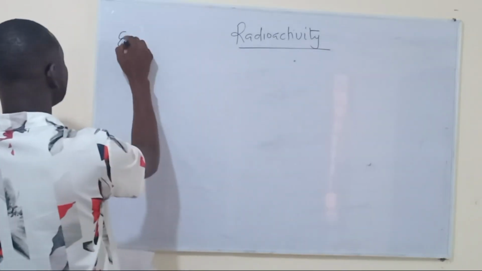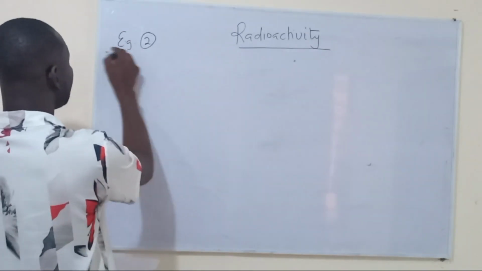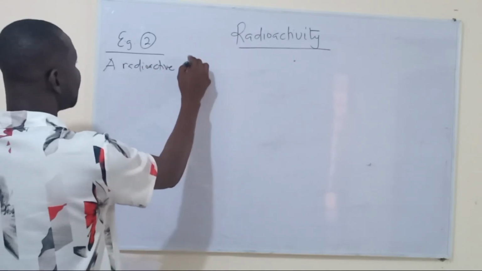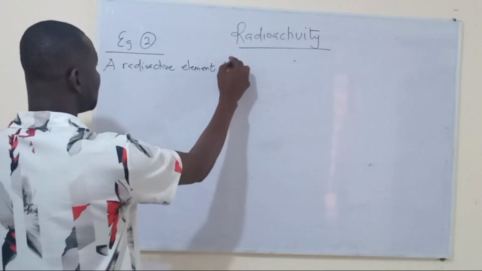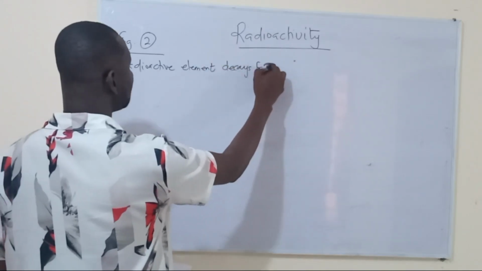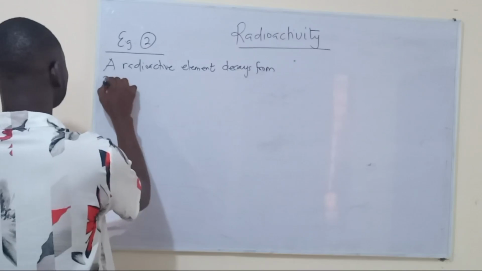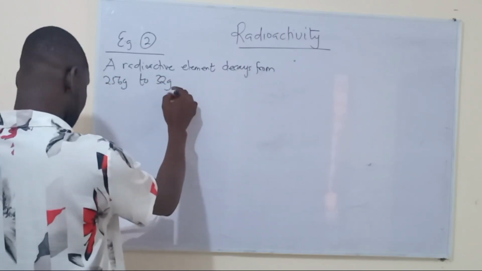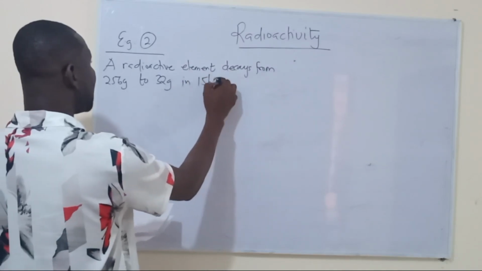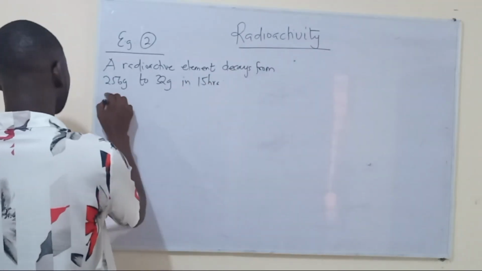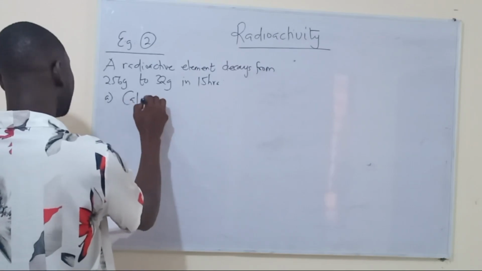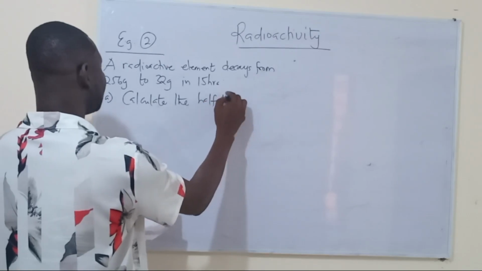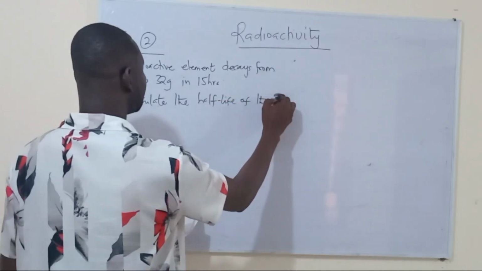So example 2: a radioactive element decays from 256 gram to 32 gram in 15 hours. A. Calculate the half-life of the element.